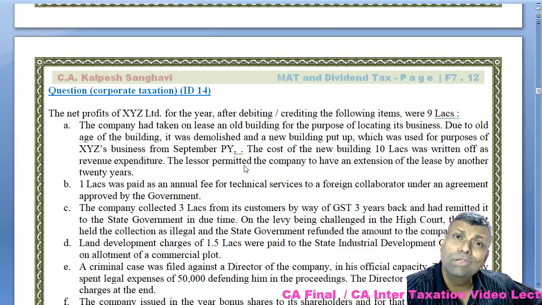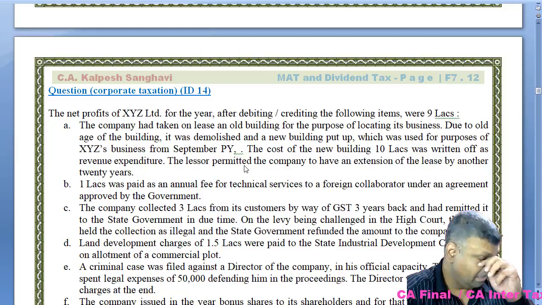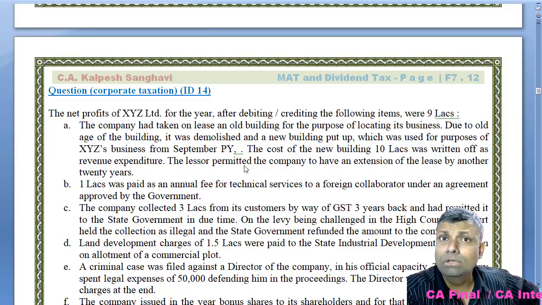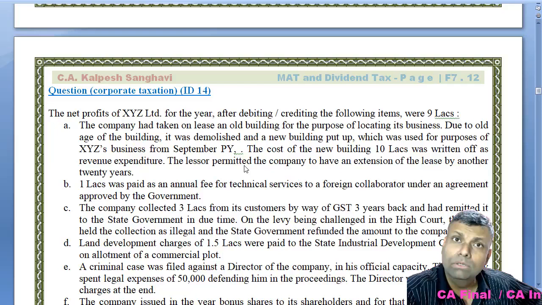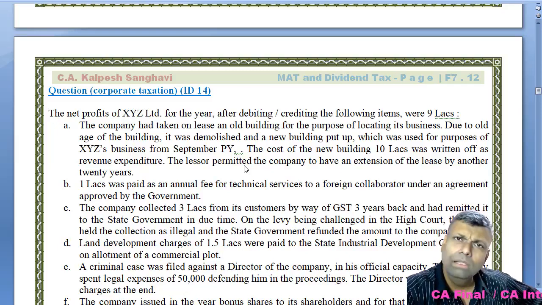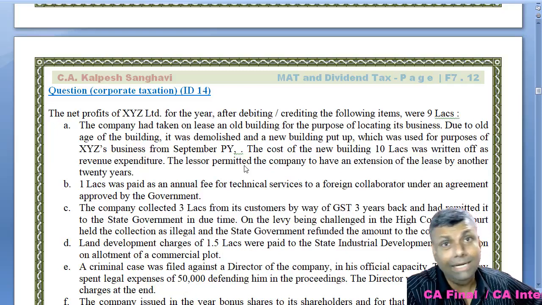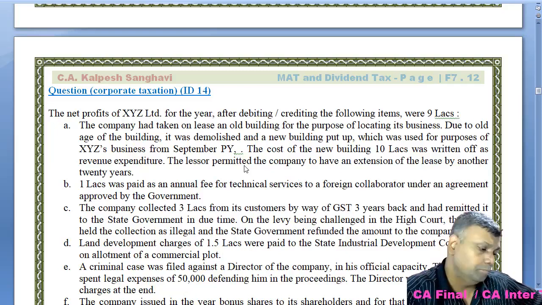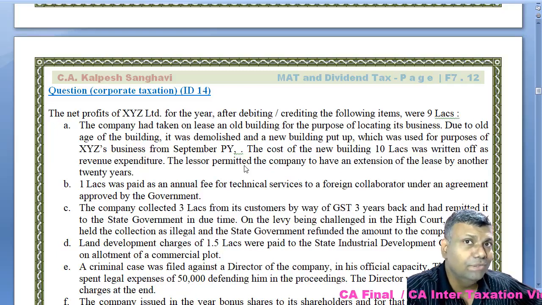This particular question was asking you to examine the applicability of MAT. That means this question is all about your MAT calculations and your total income calculations. But the way the question is set, it appears there is more focus on the total income part of it and less focus on the MAT part of it. But anyway, the concept is tested. 16 marks in examination condition.